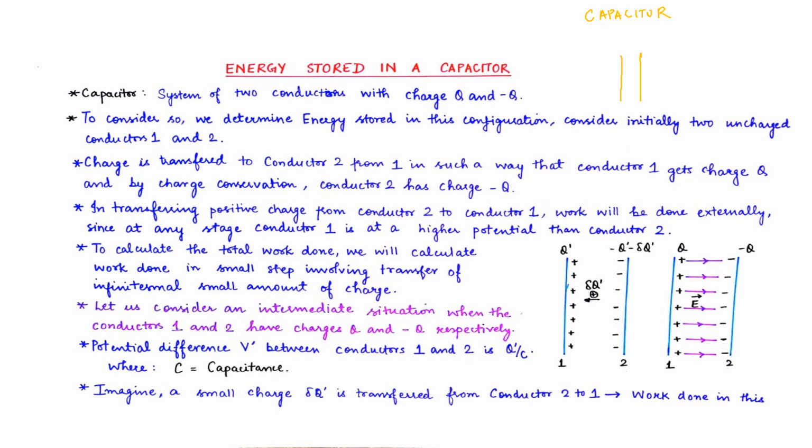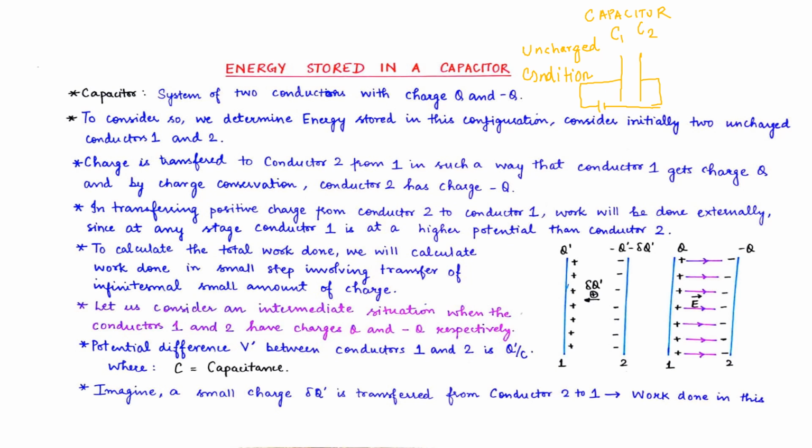And this is plate 1, C1, this is plate 2, C2. Initially, this is at uncharged condition. This is initial, okay? Now, this is connected with a circuit.